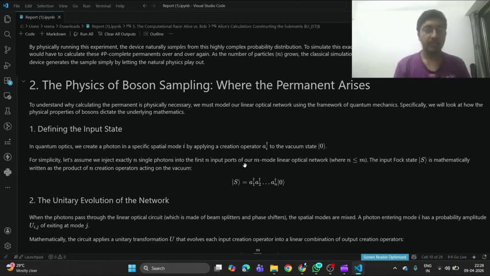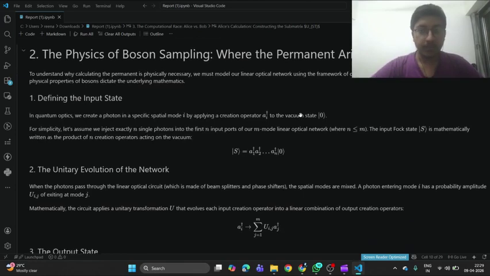Okay, so now that we have understood the problem that will help us break the trilemma that we discussed above, let us now see how the problem of boson sampling gives us a natural occurrence of the calculation of permanents, which can help us efficiently calculate permanents and outperform classical computation.